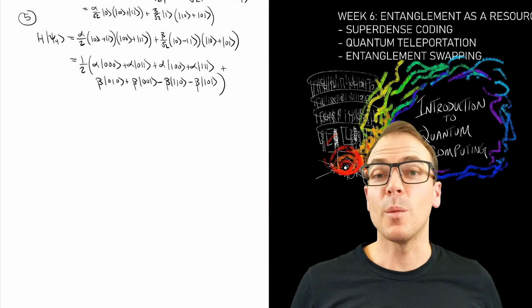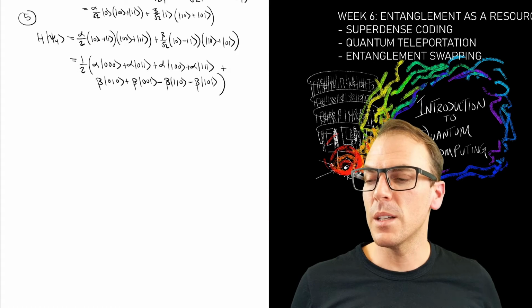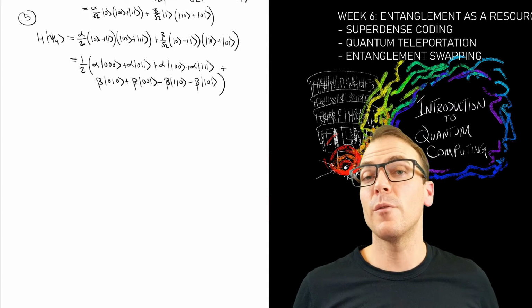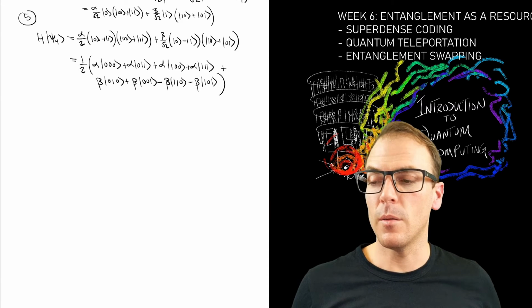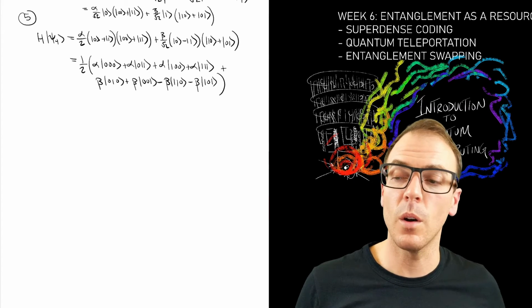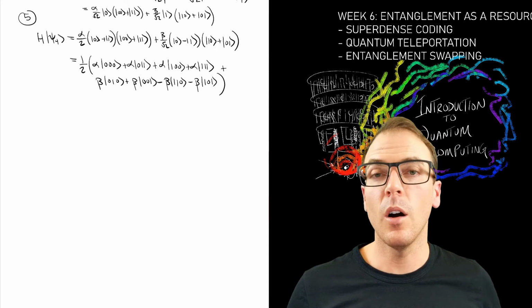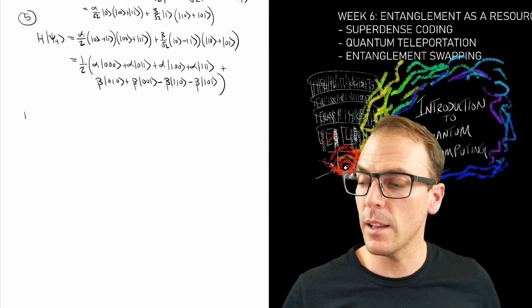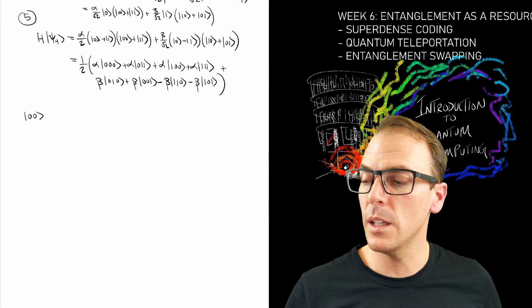and Alice is going to perform this measurement. The measurement is specified by the first 2 qubits. So Alice will see one of 4 possibilities, either 0, 0, 0, 1, 1, 0, or 1, 1. We can look at all 4 possibilities. So if Alice sees 0, 0, that happens with some probability.